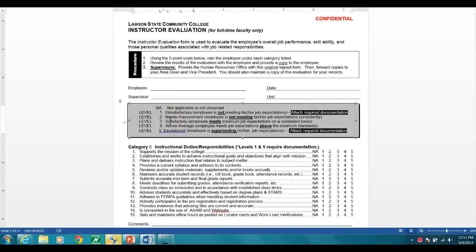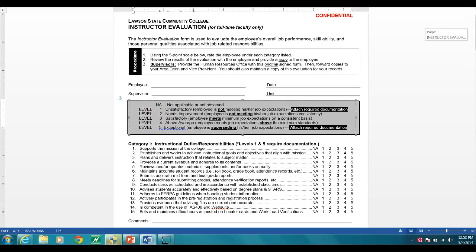Satisfactory, no documentation is needed there, and above average. But notice exceptional, 5, the same requirement. The supervisor must attach required documentation. We have both of these requirements in place. We've developed this form over several years, but we have these in place to avoid overinflated evaluations and very punitive evaluations. So we looked at it on both spectrums.